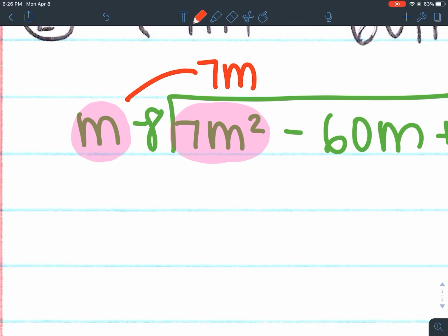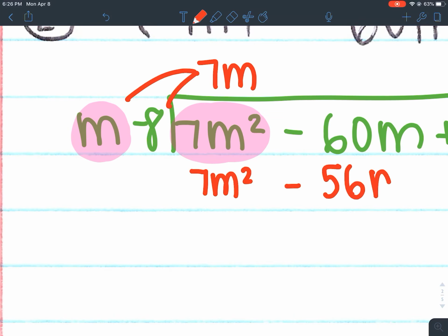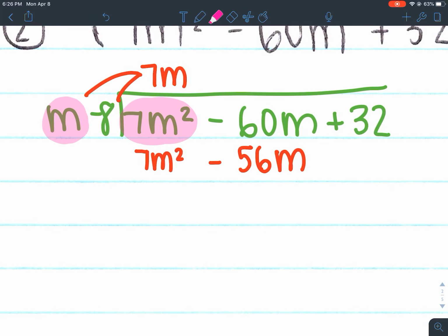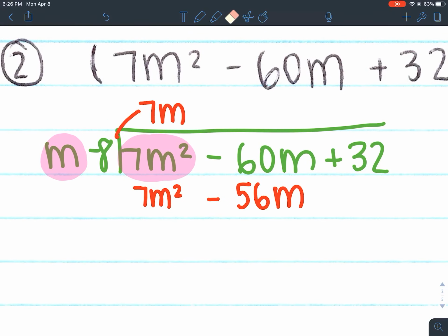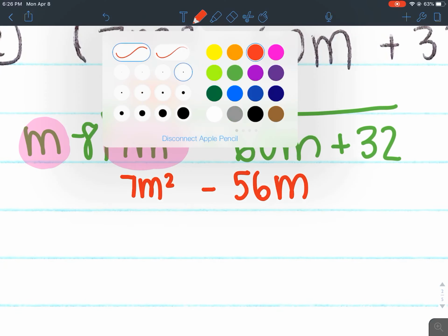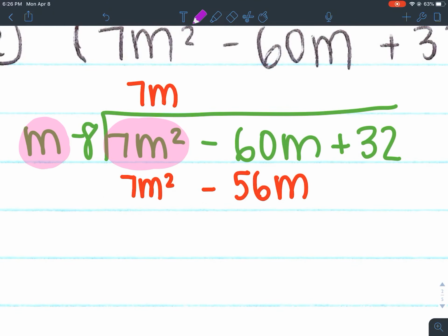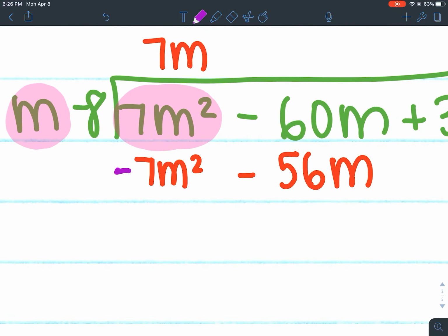What's 7m times m? That's 7m squared. 7m times negative 8, that's negative 56m. Okay? I'm going to go ahead and get rid of those distribution lines. Now you're going to subtract, right? And when you subtract, your signs change. They're opposite. So this 7m squared is now going to be negative, and this 56m is now going to be positive. Now don't change your signs until you're done with your distributing multiplication thing, okay? After you have both terms here, then you can change your signs.